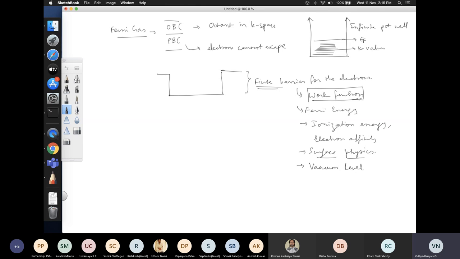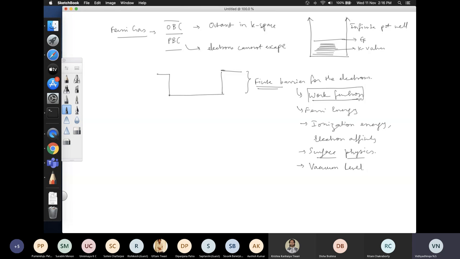If you are taking it just outside so that it feels the dipolar field and it is not completely free, that is called the work function. Okay, and the work function is a very, very sensitive function of the surface properties, which means if you cleave a certain metal at the 100 surface or the 111 surface or any different surface, you can get different work functions.